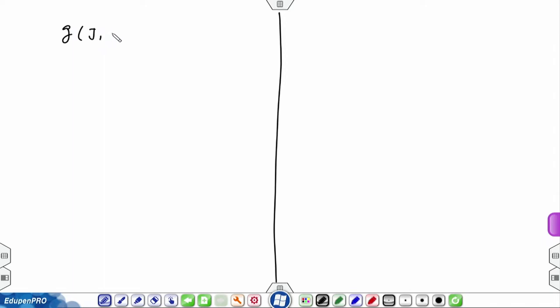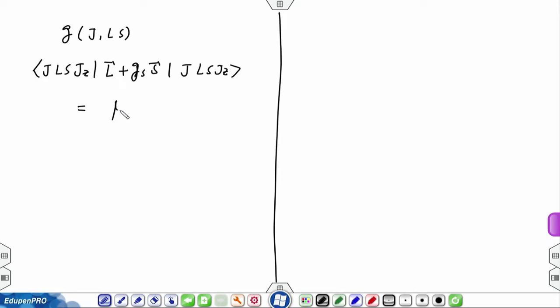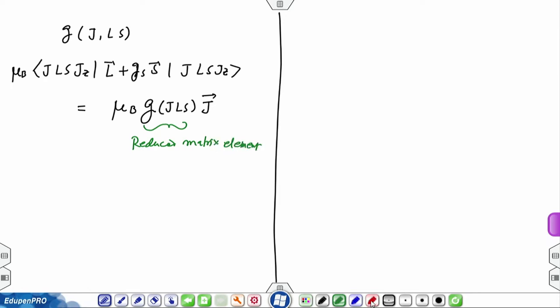This G_JLS that I wrote, which was defined through the JLS J_Z, plus G_S S, JLS J_Z. I want to write this finally because everything is in terms of J. Mu_B, there is a mu_B here, G_JLS times J, and I have already calculated. So, this is what will define what is also known as the reduced matrix element in terms of the Wigner-Eckart theorem.